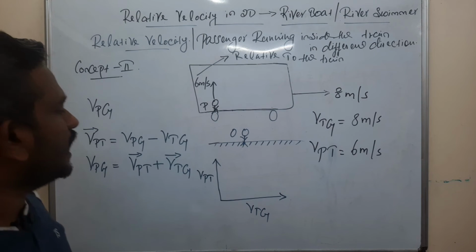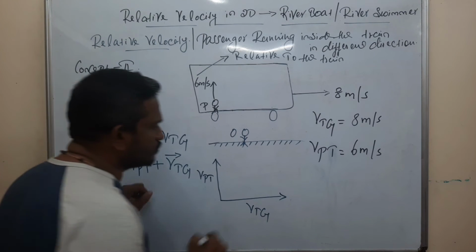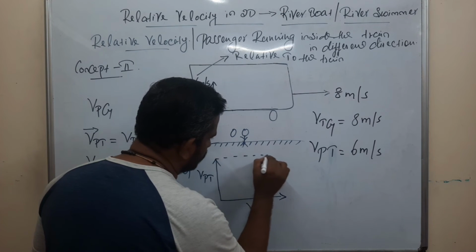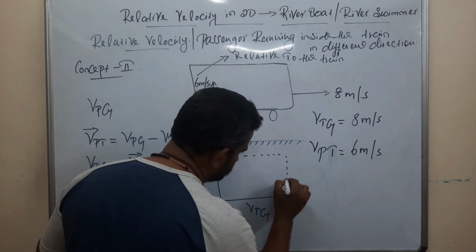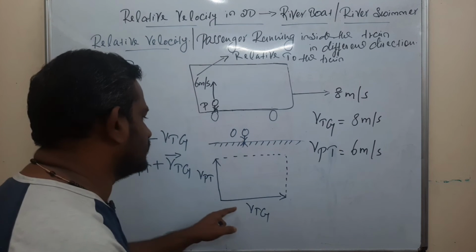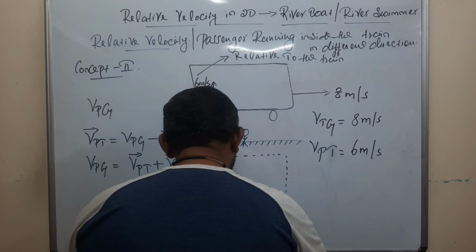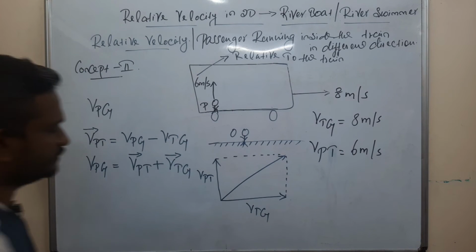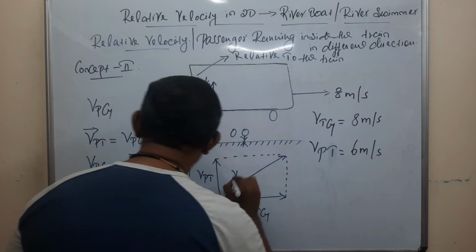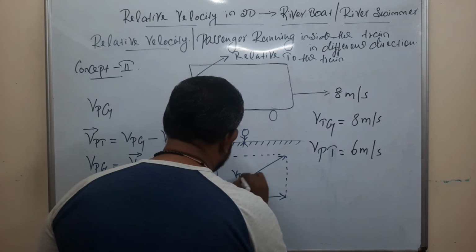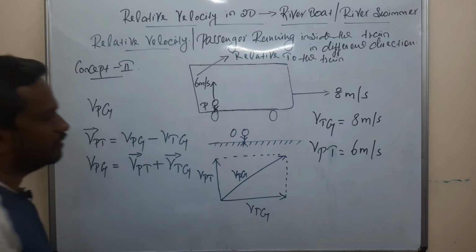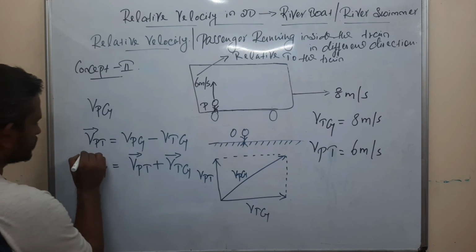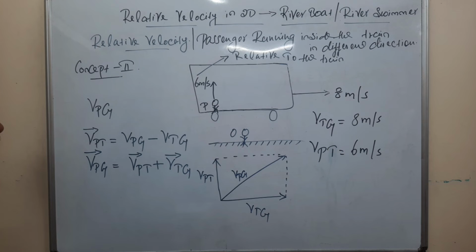So how can we add these two vectors? We can use the parallelogram law of vectors. So what is the resultant of these two vectors? The resultant of these two vectors is in this direction. This is V_PG. So clear?